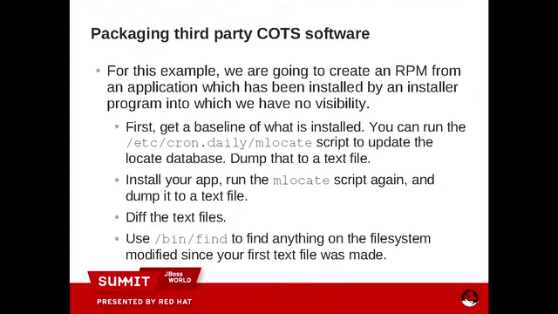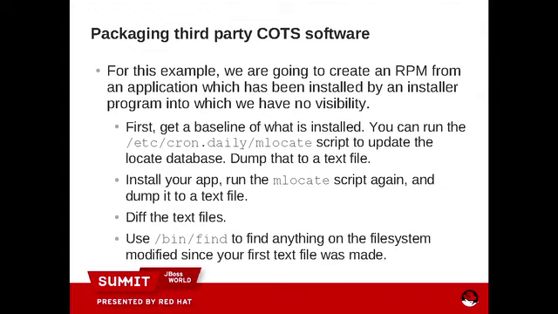You can use AIDE, which is a file system checking utility, kind of based on Tripwire. You can use AIDE, or I'm lazy. What I'll do is, right before I do the installation, I'll run the mlocate script that updates the database of all the files on the file system. I'll run mlocate, and then I'll dump that to a text file. I'll do locate asterisk and then pipe it out to a text file.